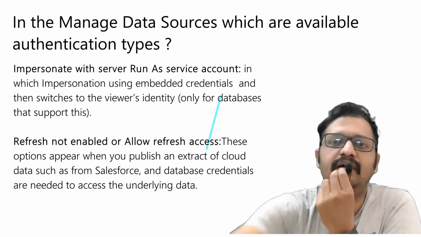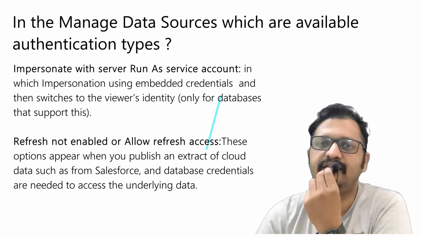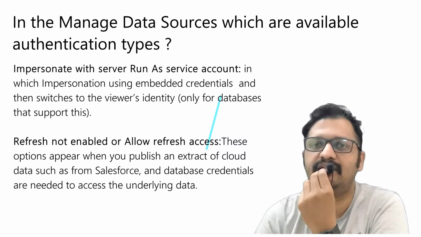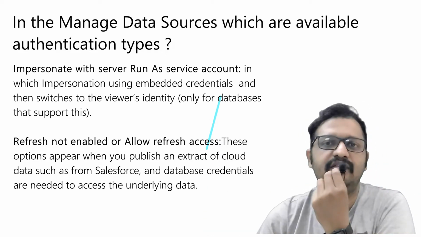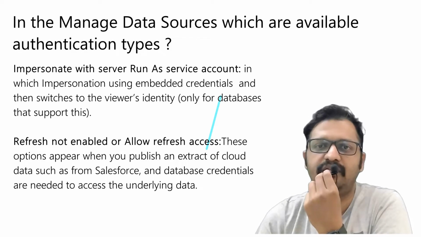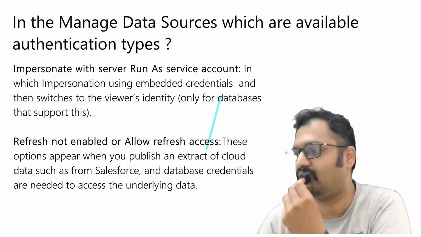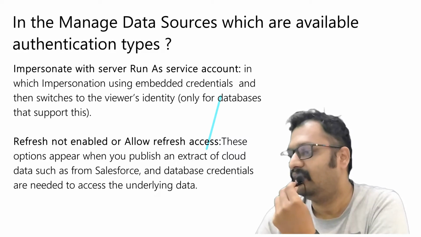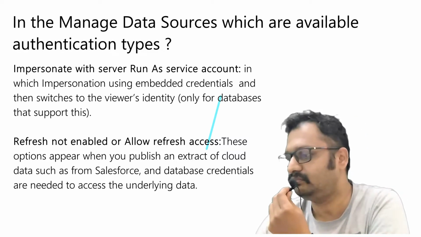These options appear when you publish an extract of cloud data, such as from Salesforce, and database credentials are needed to access the underlying data. Allow Refresh Access embeds the credentials in the connection so that you can set up a refresh of that extract on a regular schedule. Setting Refresh Not Enabled prompts users when they open the workbook. All these are the available authentication types in data source management.